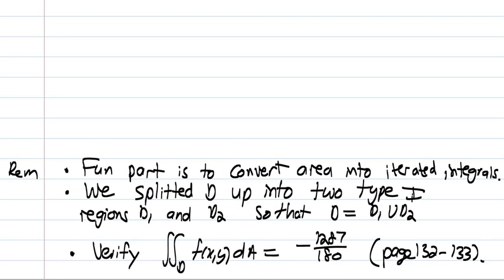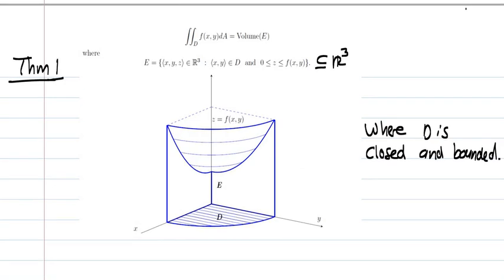The calculation is an easy calculation, so I'm leaving it for you to verify that the double integral of f over region D works out to be this crazy fraction minus 1287 over 180. You can double check your calculation with the textbook on pages 132 to 133. Alright, now for two theorems.